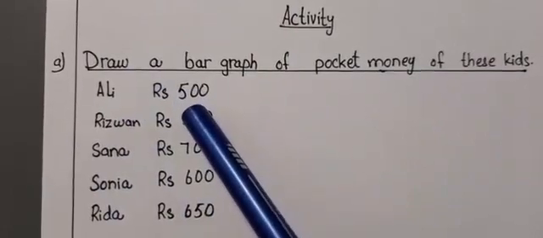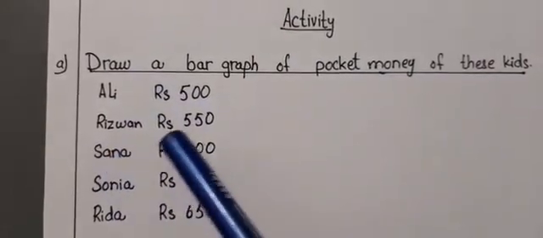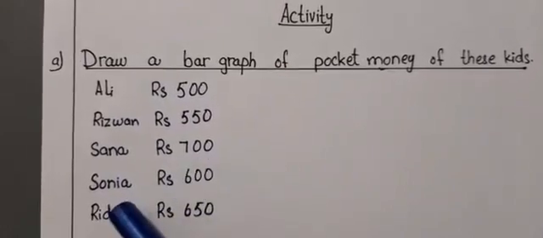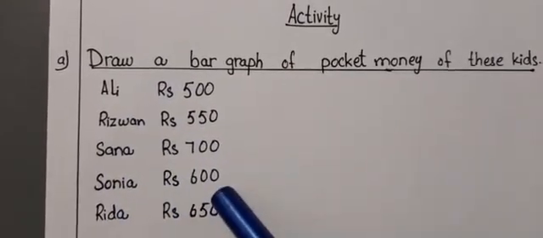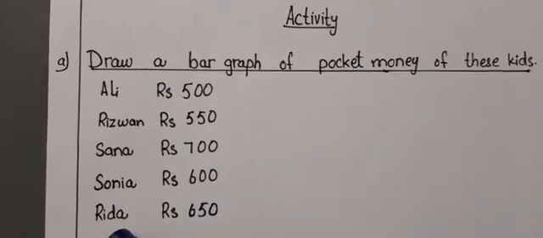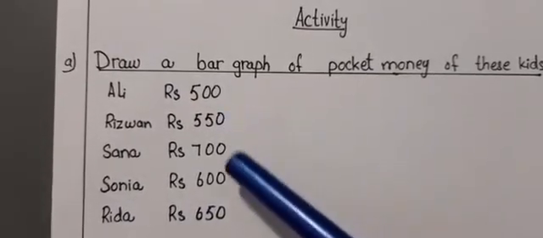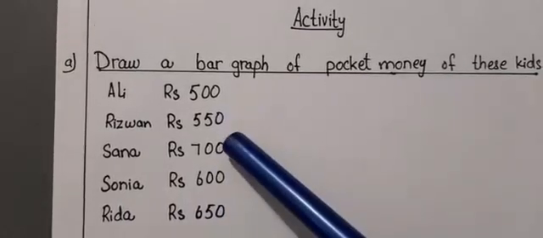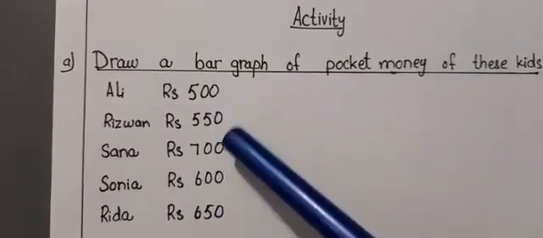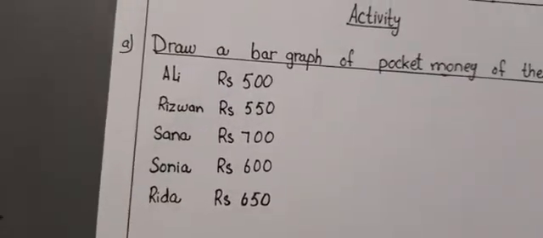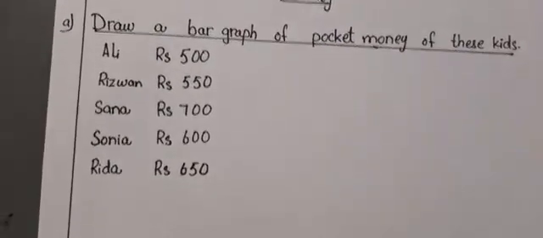Ali gets pocket money of rupees 500. Rizwan gets rupees 550. Sana gets rupees 700 as pocket money. Sonia gets rupees 600 as pocket money. Rida gets rupees 650. Can you see 500, 550, 600, 650 and then 700? It means there is a gap of 50 each. So we have to draw the bar graph on this side, okay?